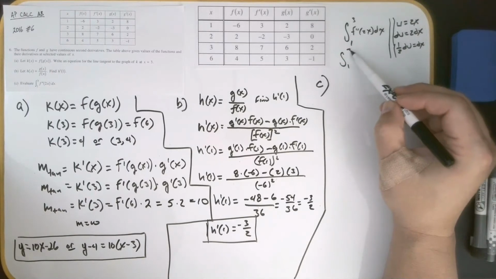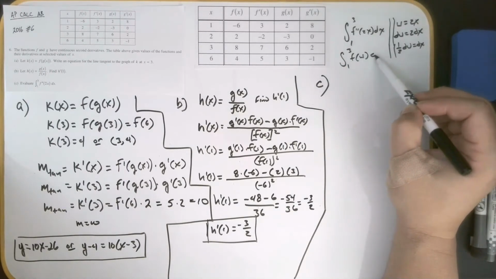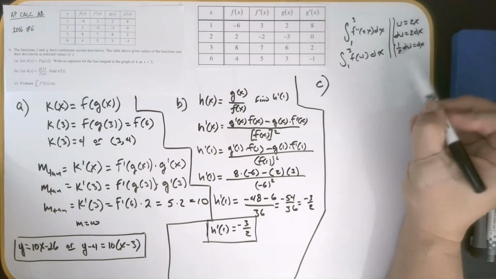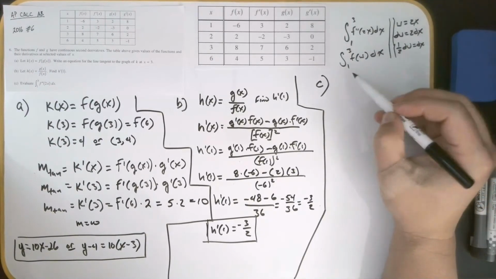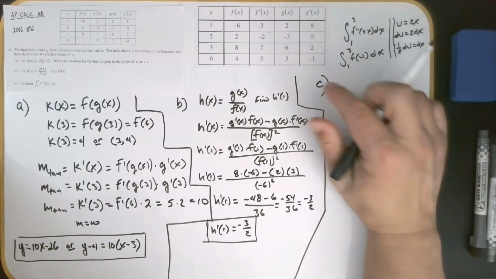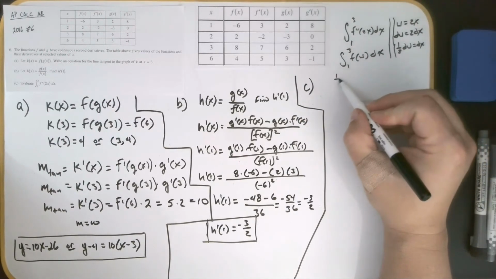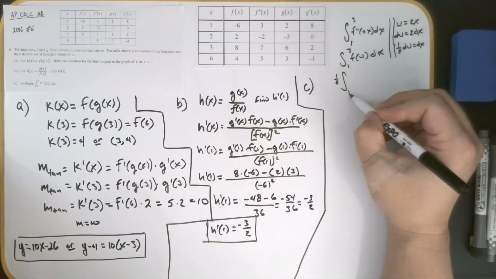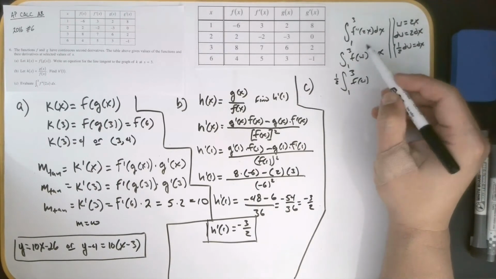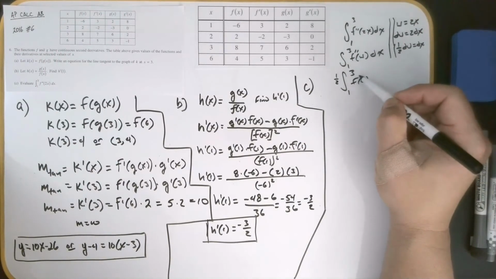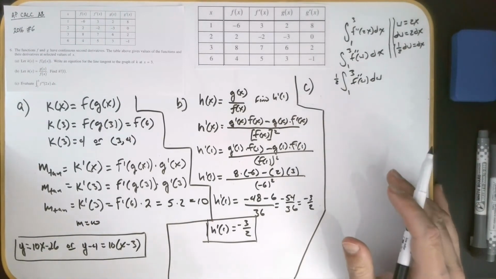This will be 1 to 3 of f double prime of u dx in transition. Okay, so I let 2x equal u. Now dx is equal to 1/2 du. So we'll move the constant over here. So this is going to result in a 1/2 out front, 1 to 3, f double prime of u du. And now we've got something we can handle.